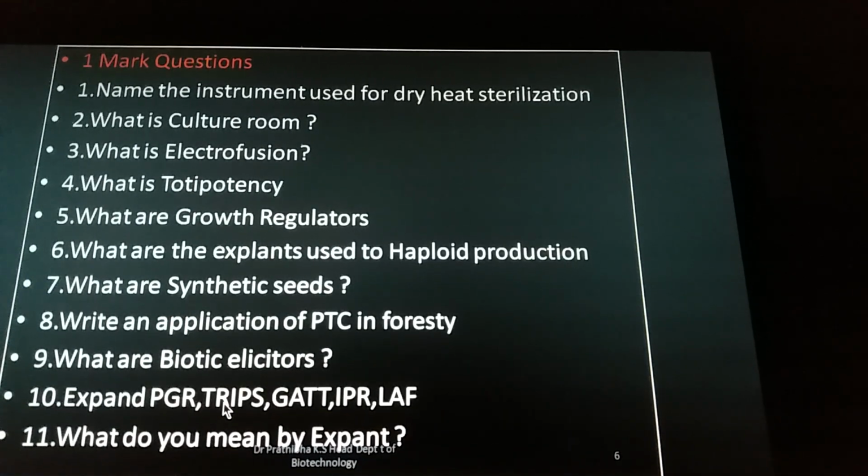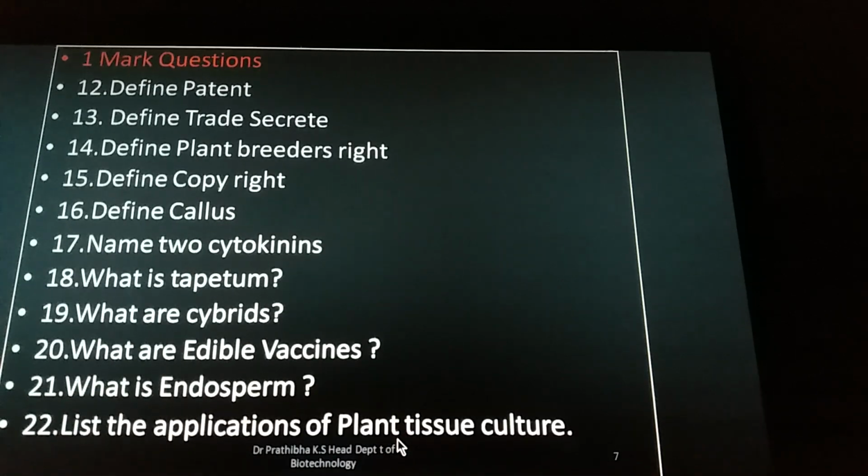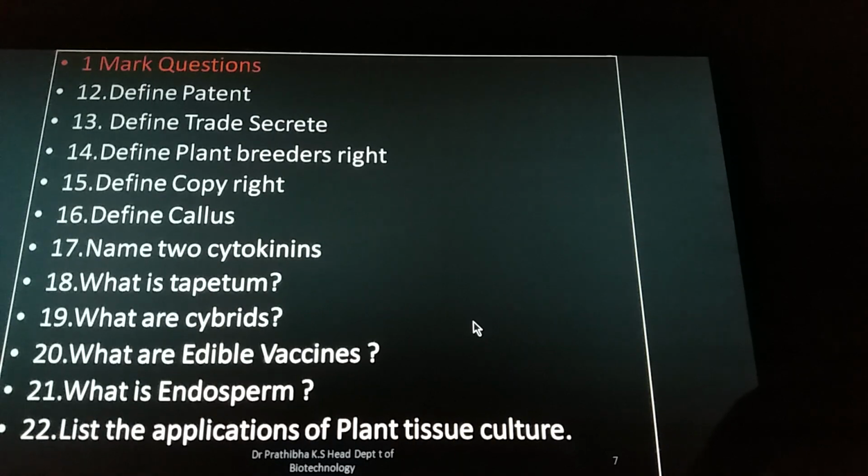Expand PGR, TRIPS, GATT, IPR, LAF. Kindly pause the video. Okay, then you can make a note of all these questions or take screenshot. What do you mean by explant? Further, define patent, define trade secrets, define plant breeder's right, define copyright, define callus, name two cytokinins, what is septum, what are hybrids, what are edible vaccines, what is endosperm, list the applications of plant tissue culture.